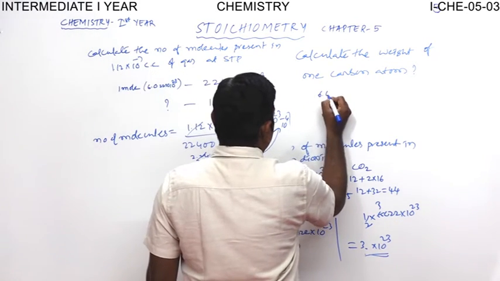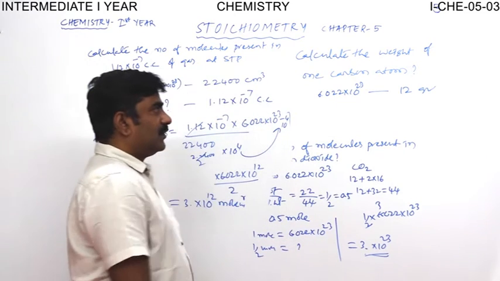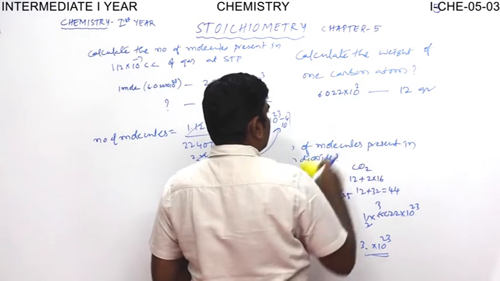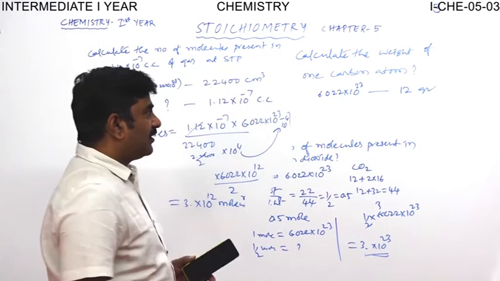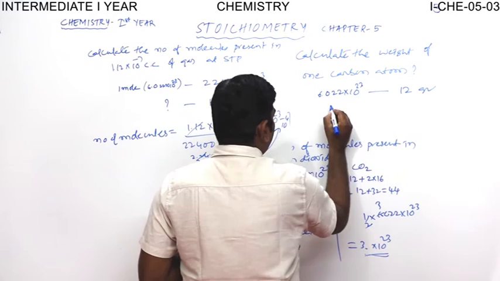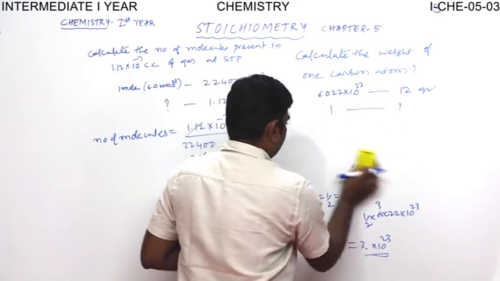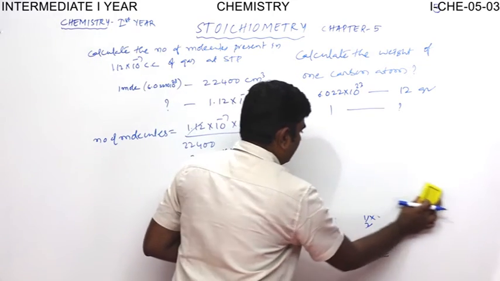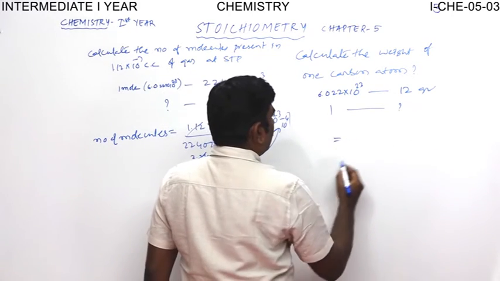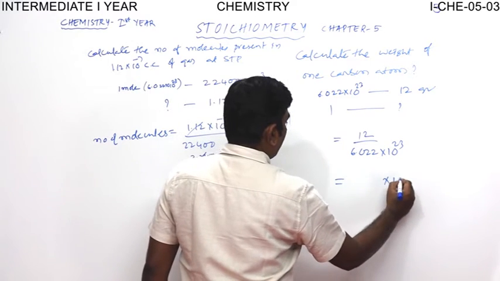For example, if you have 6.022 into 10 power 23 carbon atoms, its weight is how much? 12 grams. That is 1 mole, and its weight is 12 grams. We need only one atom's weight. So the answer is 12 by 6.022 into 10 power 23, that is about 2 into 10 power minus 23 grams.